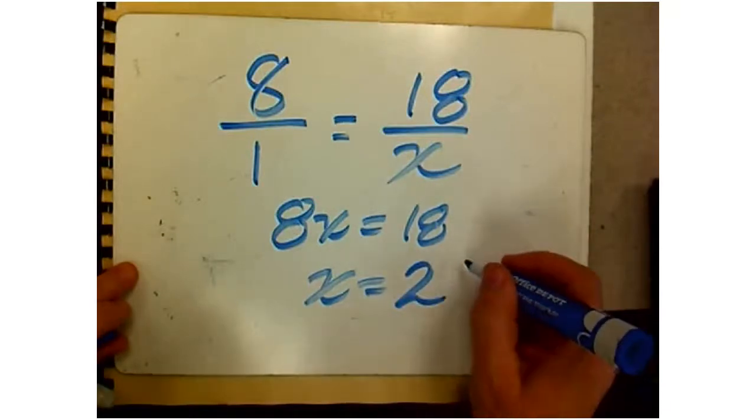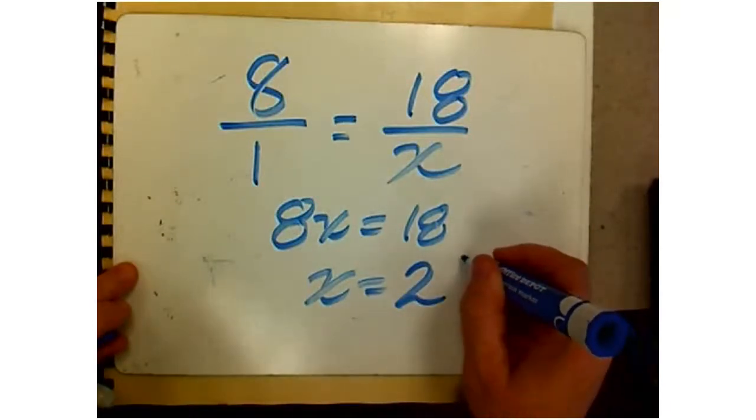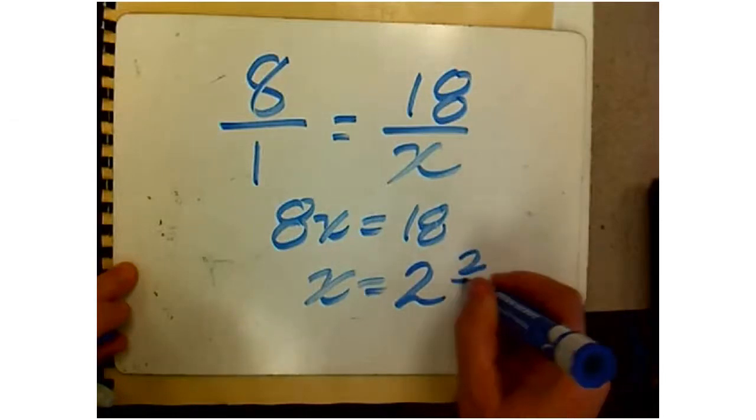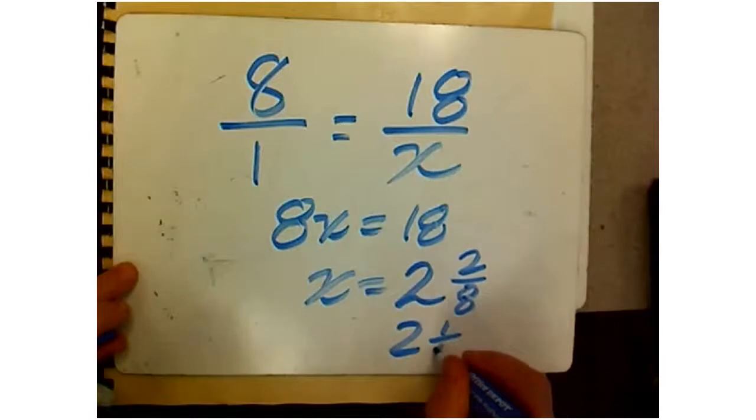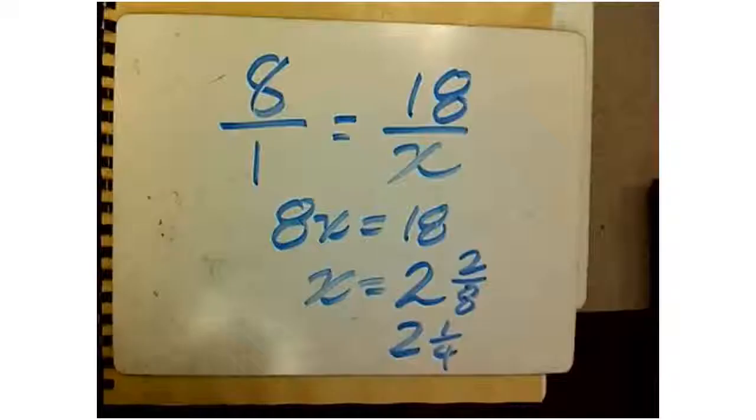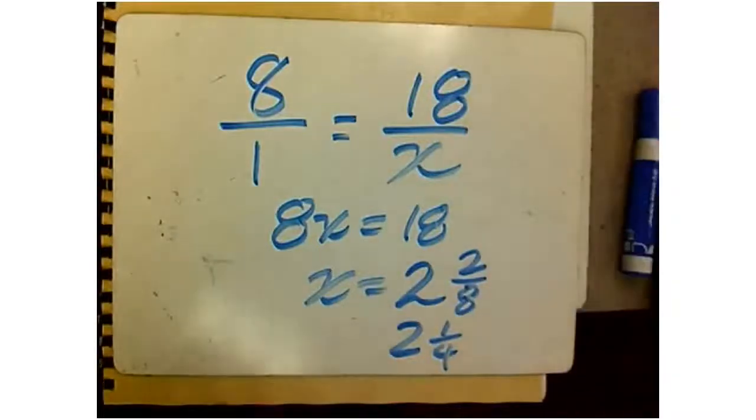2, remainder 2. So 2 and 2 eighths. And 2 eighths reduces to 1/4. Good, 2 1/4. Yep. So one of the sides would be 2 1/4.